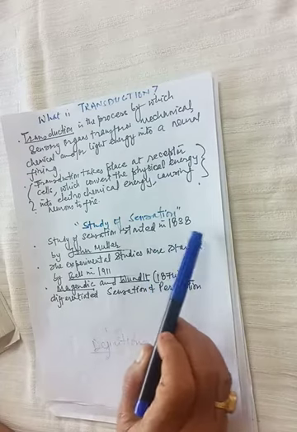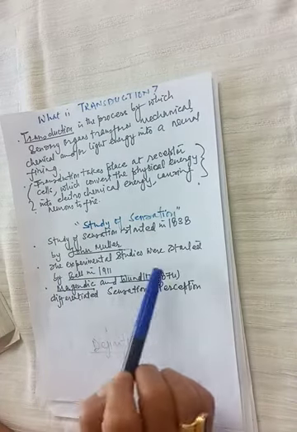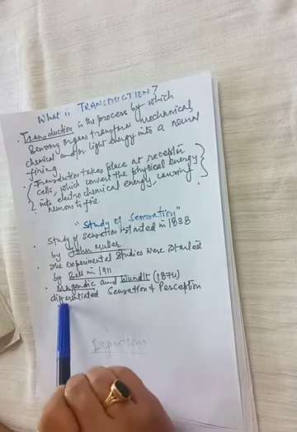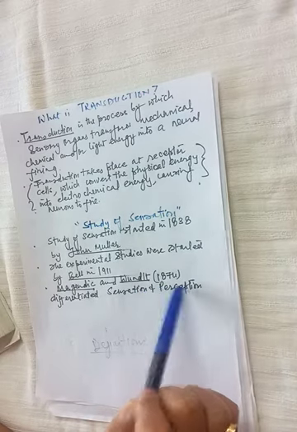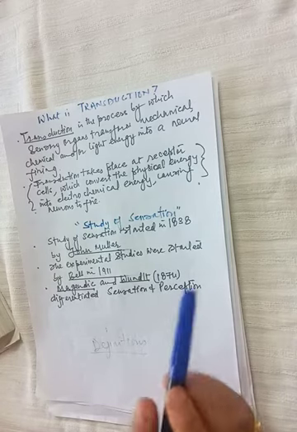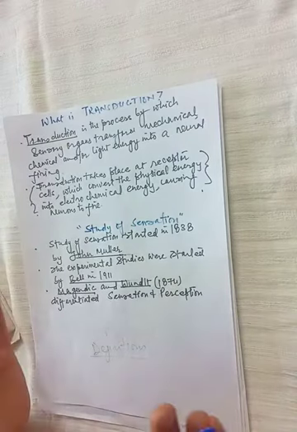Now, the study of sensation was started in 1838 by John Muller. Then experimental studies were started by Bell in 1911. Magendick and Wundt in 1874 differentiated sensation and perception, because there's a very, very thin line between sensation and perception.